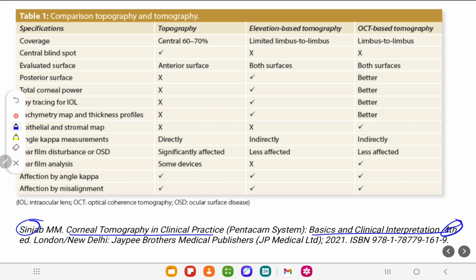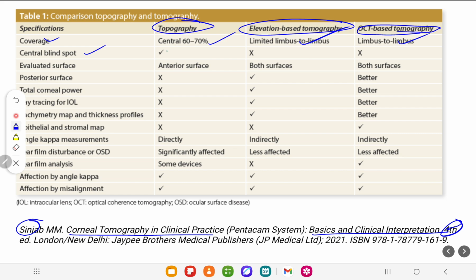See, what I wanted to discuss in this picture particularly is topography, elevation based tomography and OCT based tomography. So three things we can discuss, and you know a little bit about OCT based tomography too. See, coverage, what happens in topography? So it's 60, 67, 70. But yes, Scheimpflug based is definitely limbus to limbus. In OCT, definitely limbus to limbus.